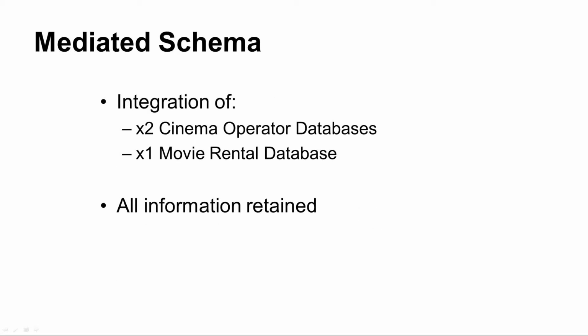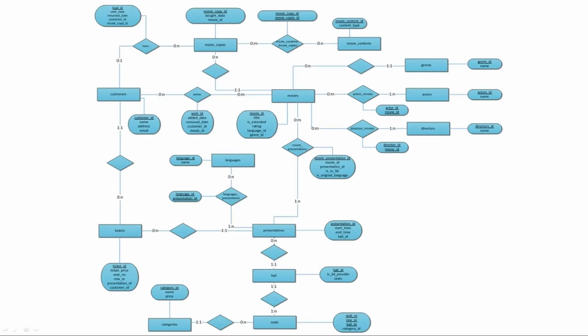As you may remember, our mediated schema was created from matching and mapping two cinema operator databases and one movie rental database. In this process, we managed to retain all relevant information each company had stored. Our resulting mediated schema is represented by this ER diagram.